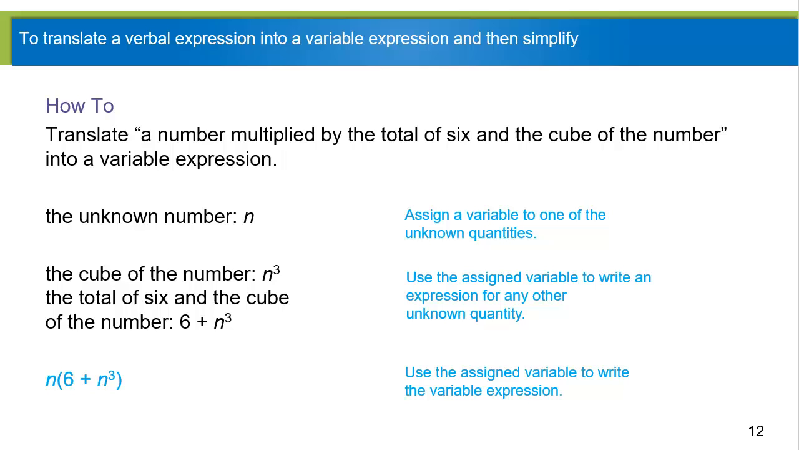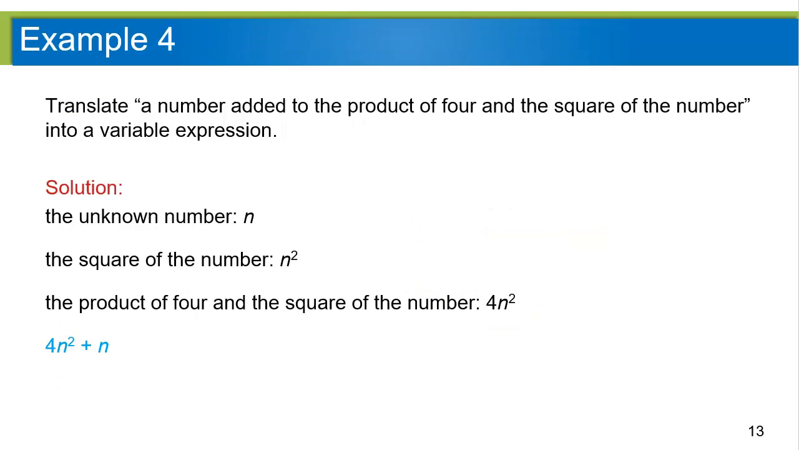All right, hopefully this is seeming kind of easy to you guys because it's just a matter of translating each bit and piece of the sentence. A number added to the product of 4 and the square of a number. Again, we don't know what the number is, so we're just going to call it something, right? A number, that's going to be n. It's going to be added to something. And it's going to be the product of something. So we're going to be multiplying something. What's that something we're going to be multiplying? Well, we're going to be multiplying 4 and the square of a number. 4 is this. The square of the number, that's n squared.